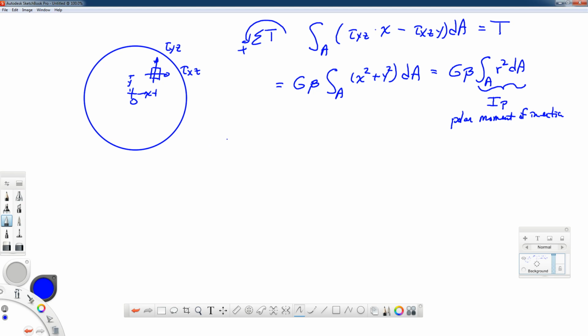So what do we have here? We have the torque is equal to G beta times the polar moment of inertia. All right, let's take a look at equilibrium and compatibility. The stresses are first order in x.